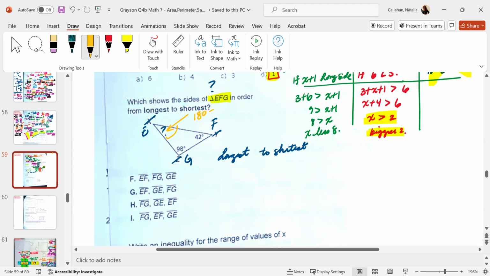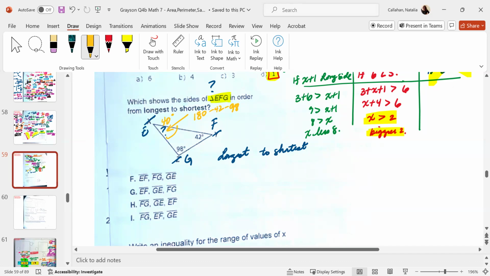Something minus something. 180 minus 98 minus 42. Good. Now find that. See that I'm smart. You're in math for 2 years now, and all you can remember is that.